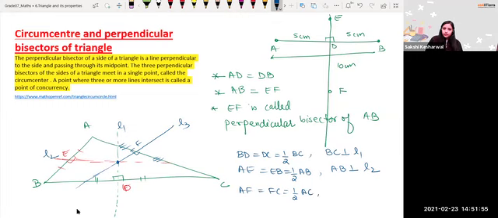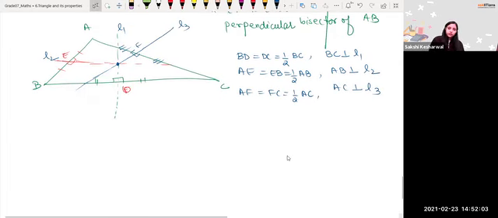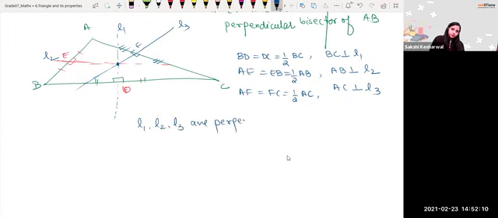And can I say that AC is perpendicular to line L3, right or not? And similarly, L1, L2, and L3 are what? Perpendicular bisectors of the respective sides. So can I say that L1, L2, and L3 are perpendicular bisectors of BC, AB, and AC respectively, right or not?